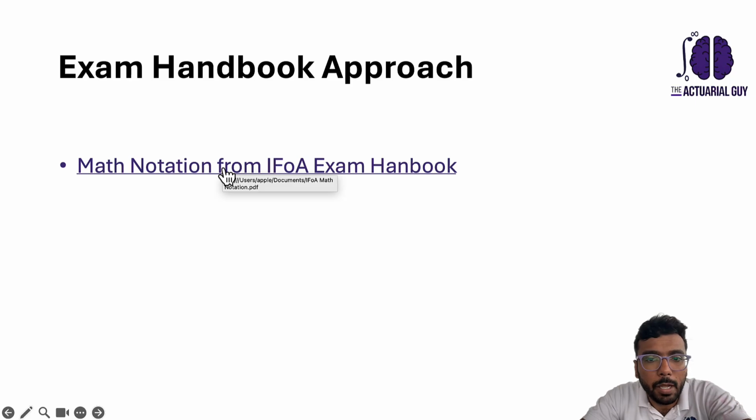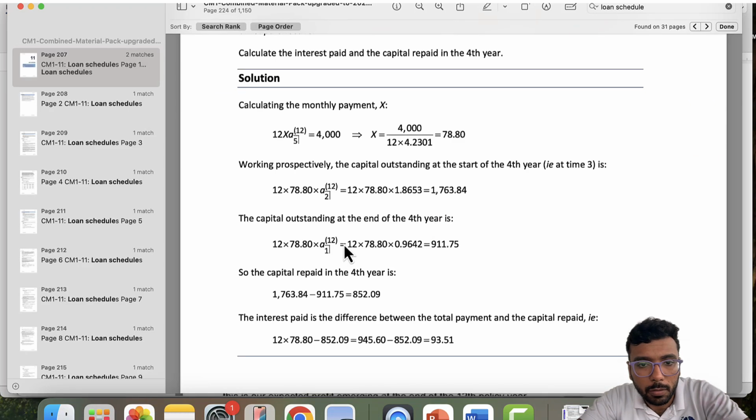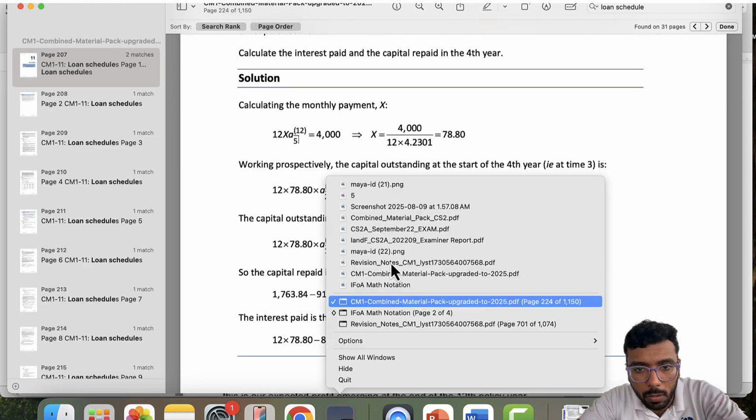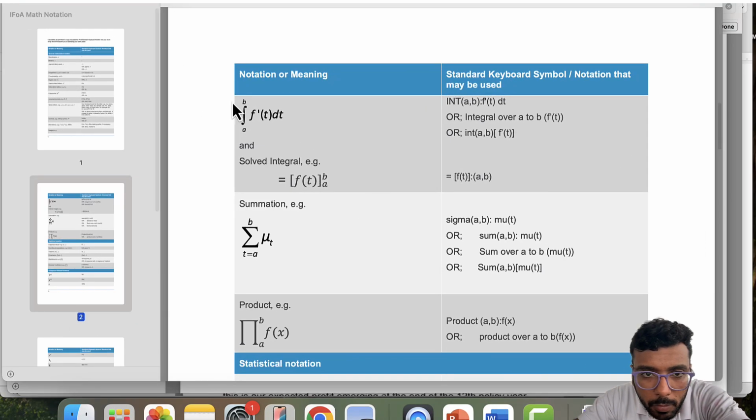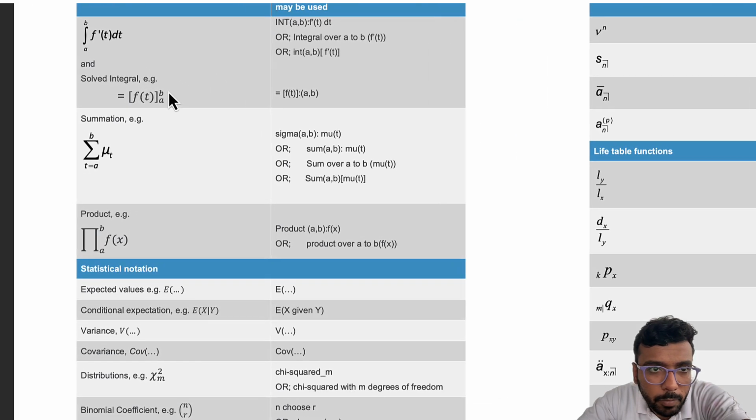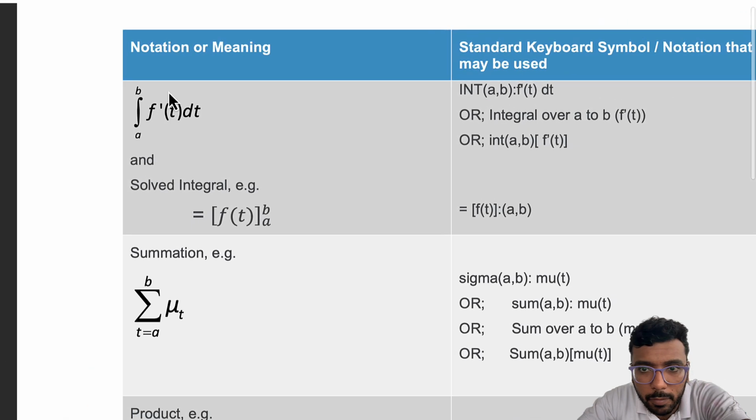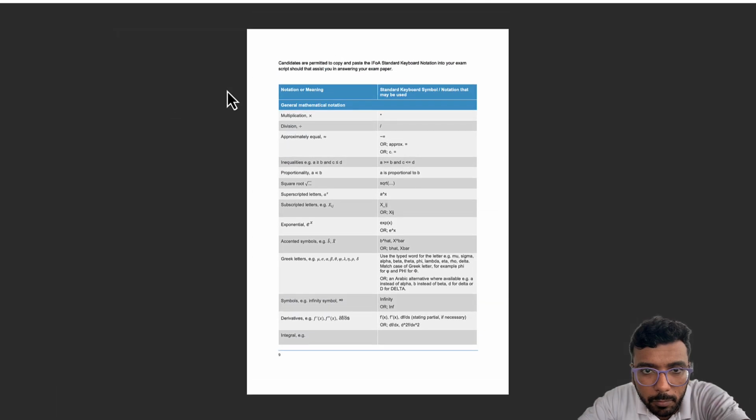Okay, now let's talk about the first approach for typing out Microsoft Word exams, which is using the IFoA exam handbook notations. Okay, so let's just open this document and see what is the recommendation from IFoA on how to type out exams. Okay, let's see this. Okay, so let's start with the first one. Is this complete? Okay, yeah, it starts here.